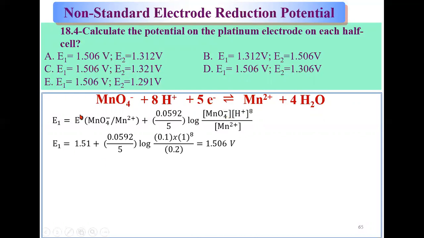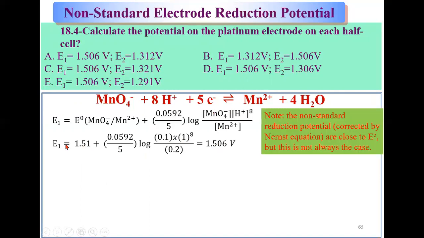Now solve: substitute in the E naught, substitute in the concentrations that are given, and get the E, which is the corrected E when the concentration of manganese and the manganate was not 1 molar. If you look at this E naught and compare it to this corrected potential, you notice that there's actually hardly any difference. This corrected potential is quite similar.